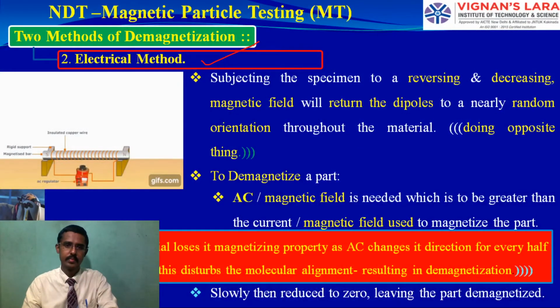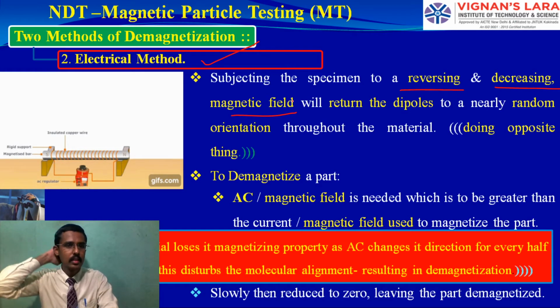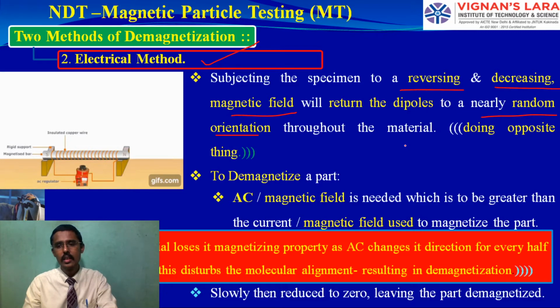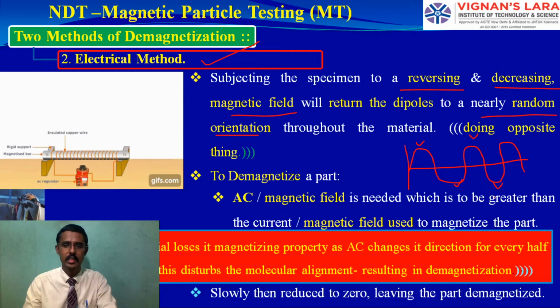That is what I did here: subjecting the specimen to a reversing and decreasing magnetic field. That is what we are doing by supplying the electrical current, which is also AC current. It returns the dipoles to a nearly random orientation, because the AC current supply will be positive, negative, positive, negative. Therefore, it is in one direction, then the other direction, and the magnetic field and orientation also get reversed. Therefore, we won't get a strong magnetic field.